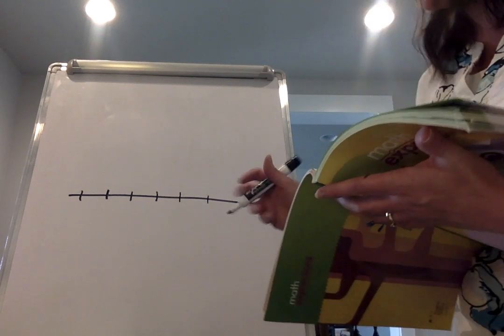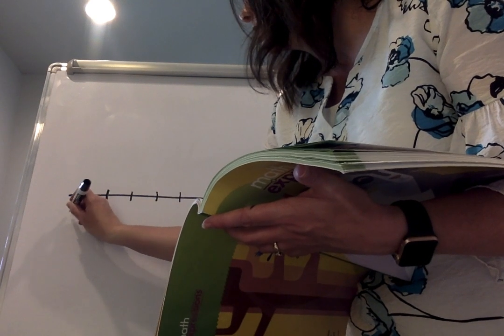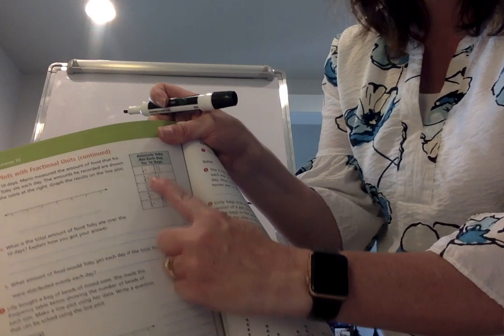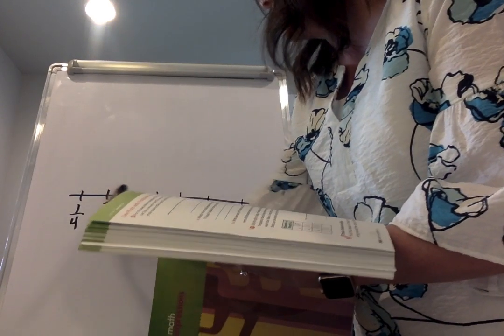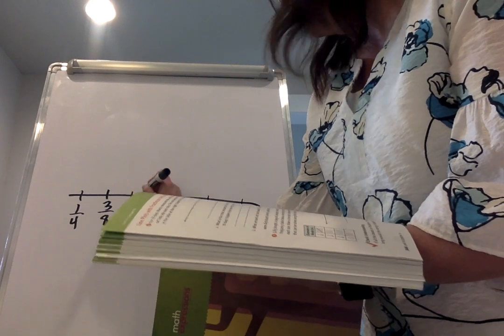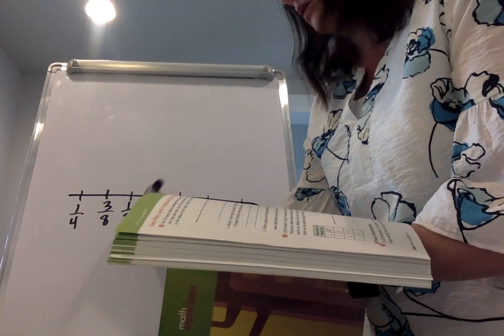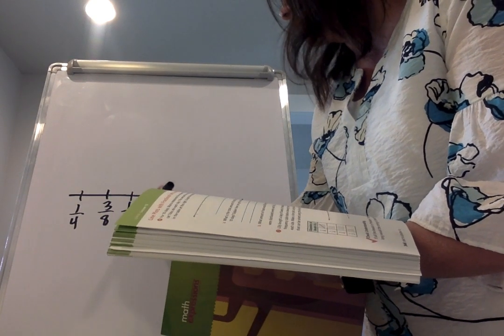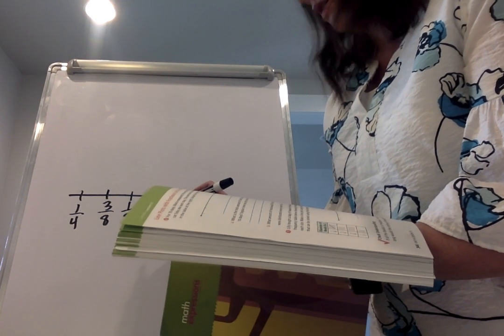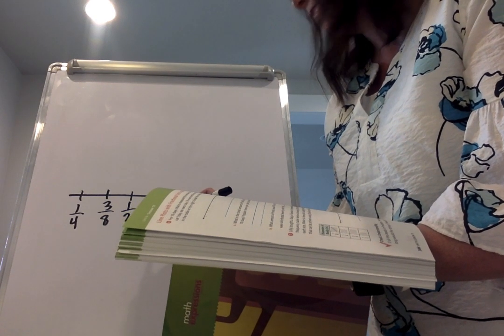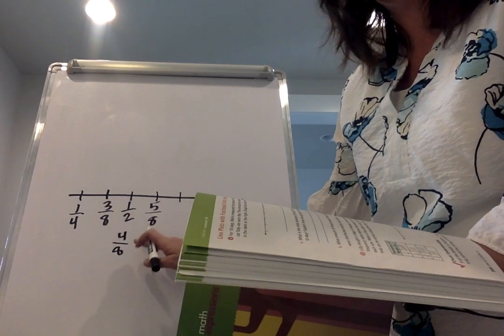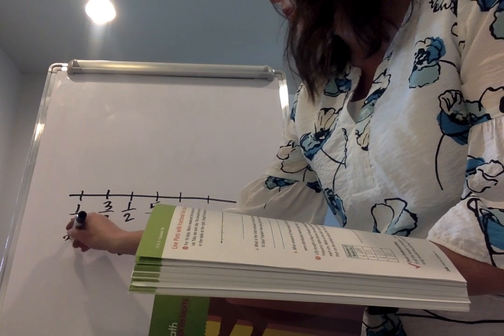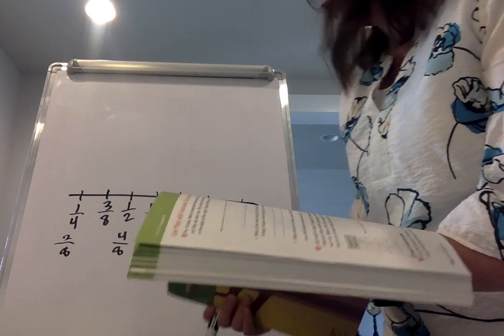I'm going to label my chart first. So I'm going to say this is 1/4 of a cup. And the way I know is because it's listed right here on the side. I've got 1/4 of a cup, 3/8 of a cup, 1/2 of a cup, 5/8 of a cup. And just so we know, 1/2 is equal to 4/8, counting by eighths. This would be 2/8. Okay.